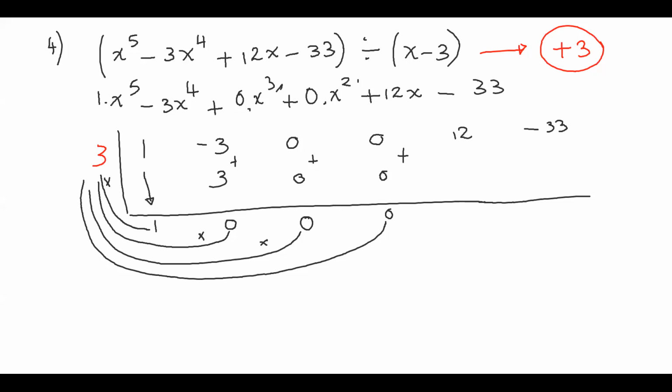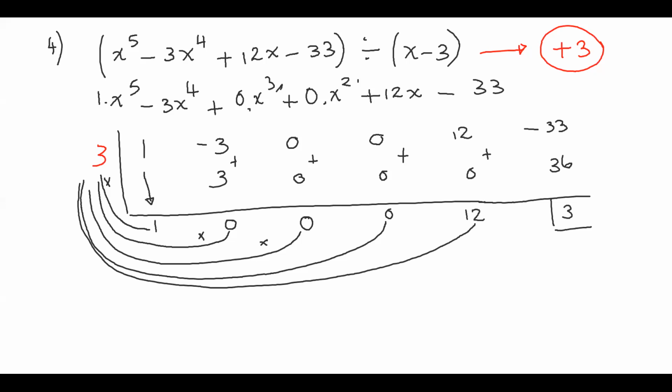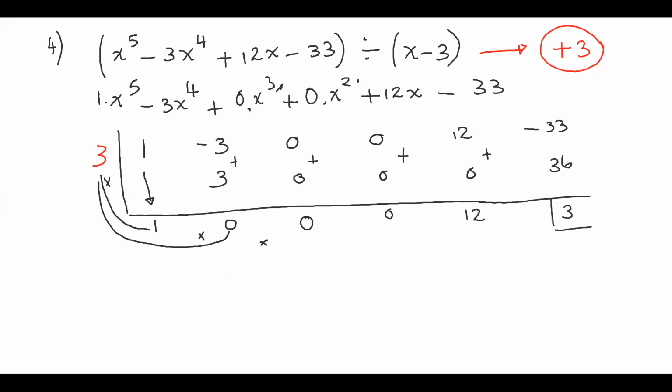Then add. We have to write all the missing terms. Then 12 times 3 is 36. 36 minus 33 is 3. See, we have solved the same problem. I will show you after I complete this problem. It's exactly the same problem we did. So I'm going to delete all the arrows here.